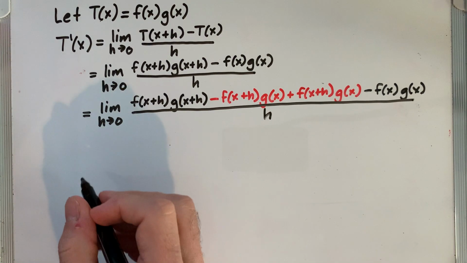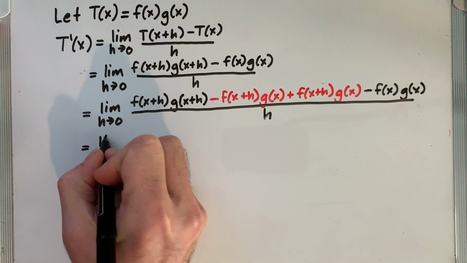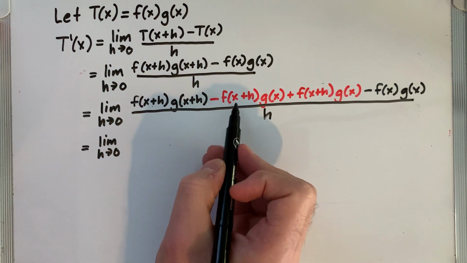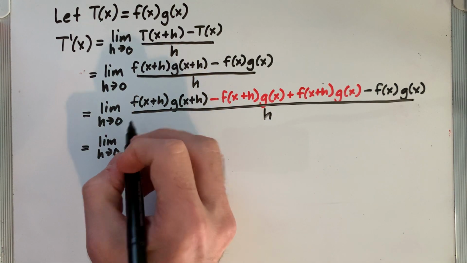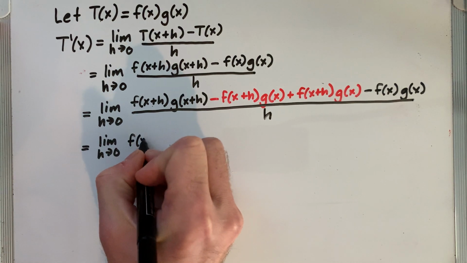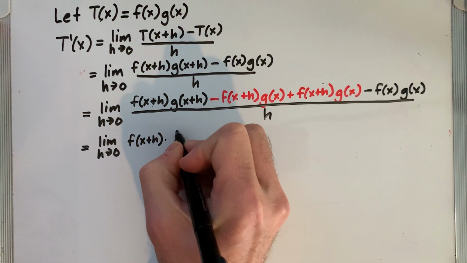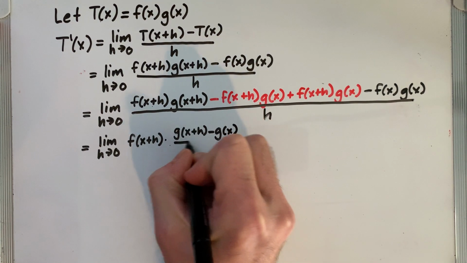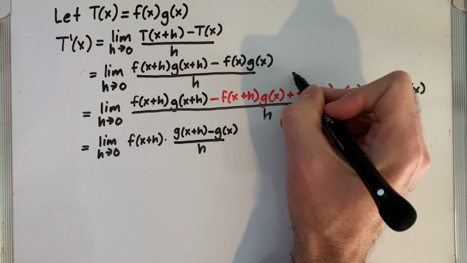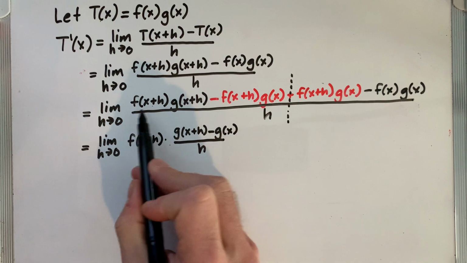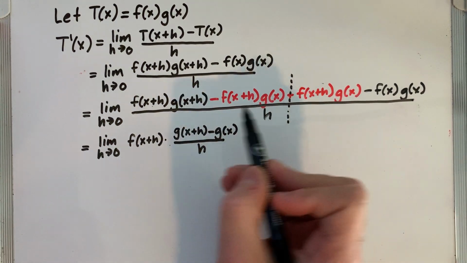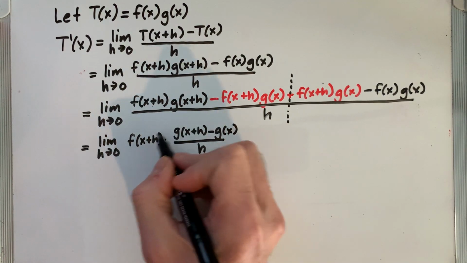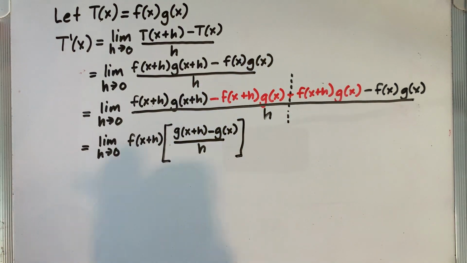Okay, so now we are going to regroup here. We've got the limit as h goes to 0. Both of these terms have an f of x plus h in them. So we are going to say that this is f of x plus h times g of x plus h minus g of x over h. Again, what I'm doing is taking these first two terms, one of them that I had from the very beginning and one of them that I added in, and each of them have an f of x plus h in it. I'm factoring the f of x plus h out, and this is what's left over.